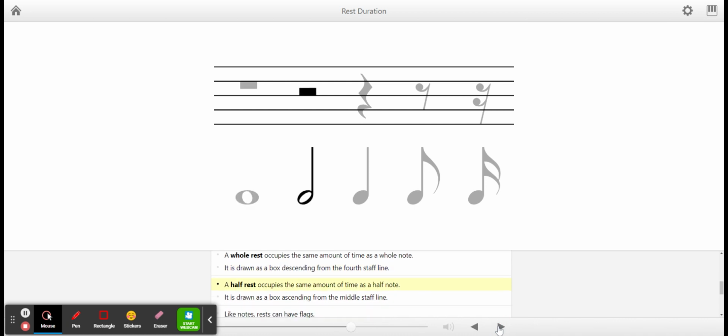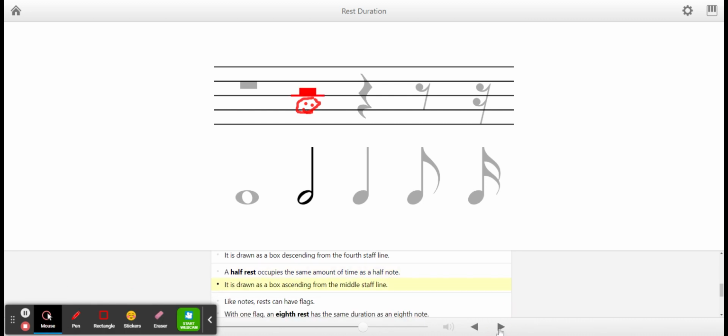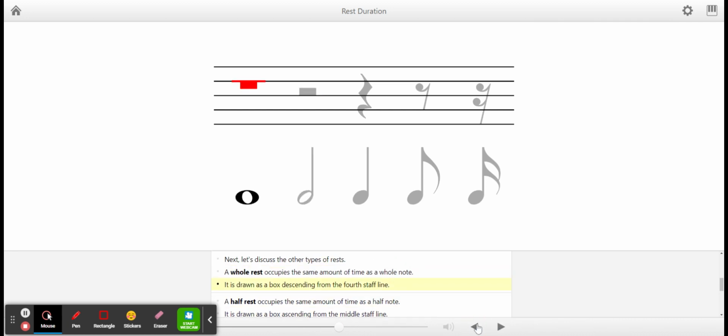Then we have the half rest. It kind of looks like a hat. You could actually draw yourself a little face. Don't joke my drawing. And there's your hat. See? All right, let's get that terrible drawing off. Okay, so there's your half rest. 2 beats each. Whole rest. 4 beats each.